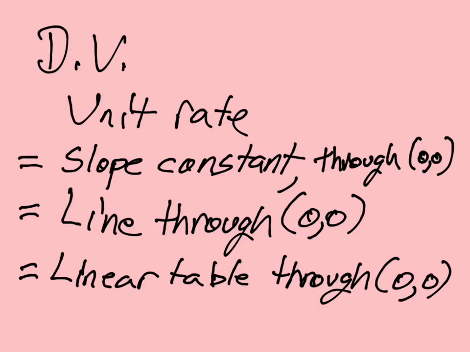Well, that's a lot of things. So we know the slope is the only thing, and it goes through 0, 0. Well, I wonder what the equation of the line would look like. Well, the equation of the line would look like this. Y equals kx.